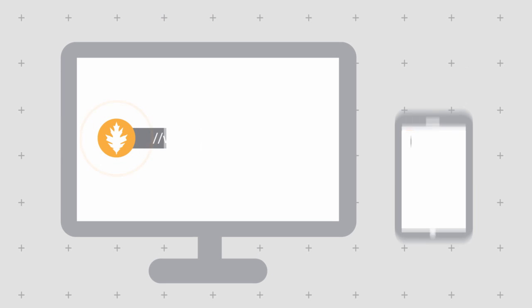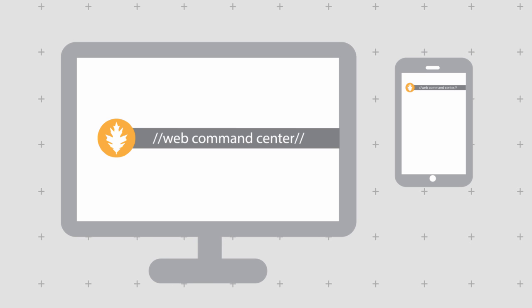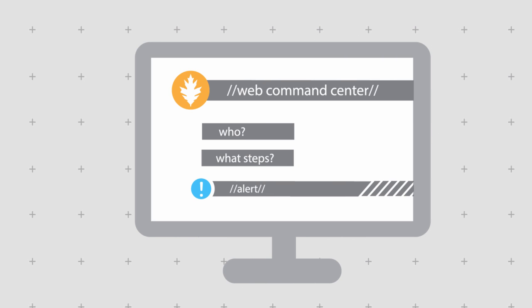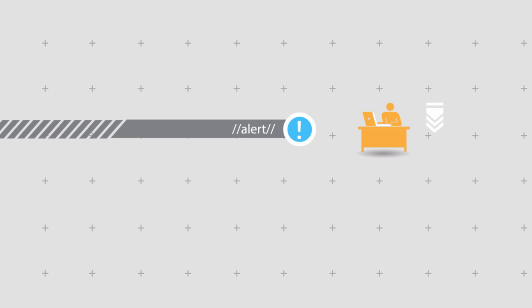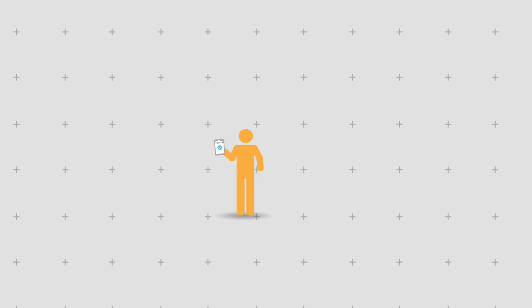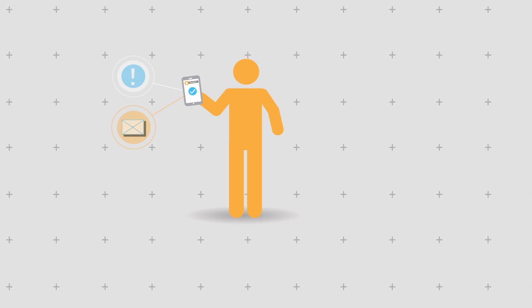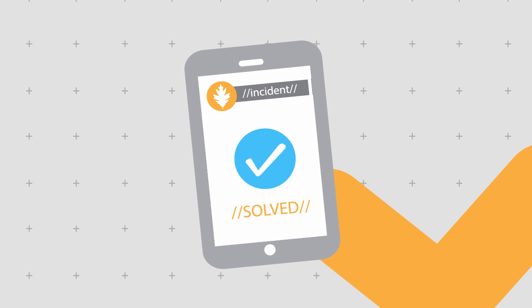At any given time, from desktop or native mobile app, team members can access the web command center to see who has been involved in an incident and what steps have been taken. Get real-time awareness so the right person with the right knowledge can jump in to solve the problem faster. With push notifications and SMS, VictorOps provides constant access to the info that helps to reduce time to resolution.